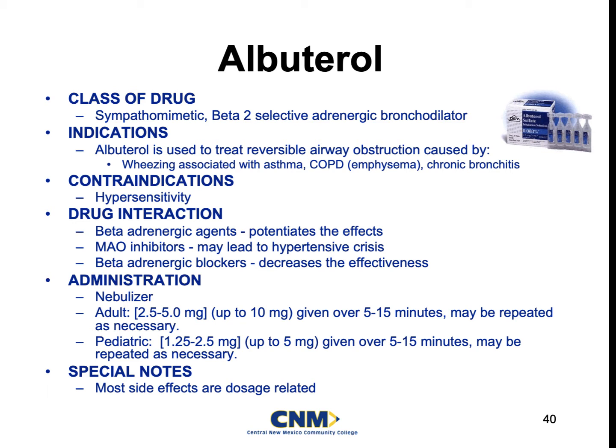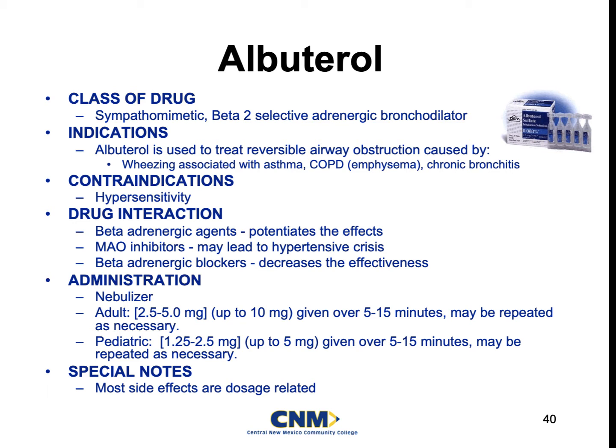MAO inhibitors, they're not used too much anymore in medicine. They were a pretty popular drug back in the day that they used for some kind of psych disorders like depression or bipolar or something like that. If we do give albuterol with an MAO inhibitor, it's going to produce a hypertensive crisis, and that means that we're going to really jack this patient's blood pressure up through the roof.